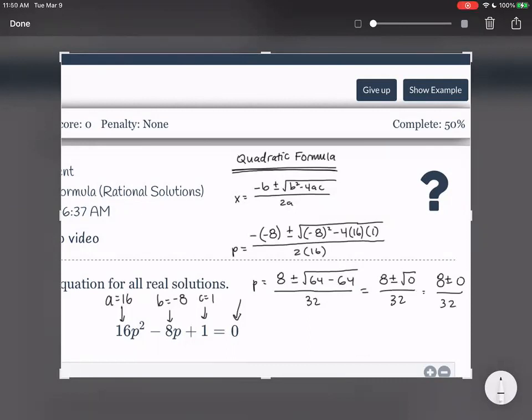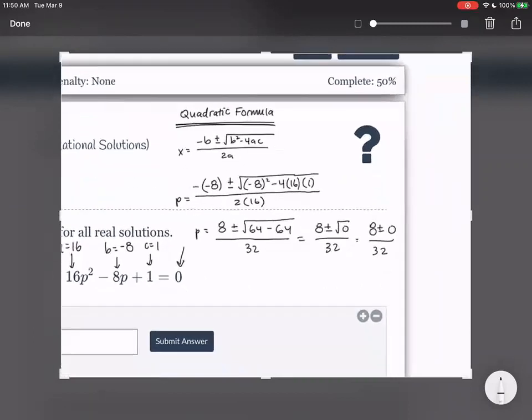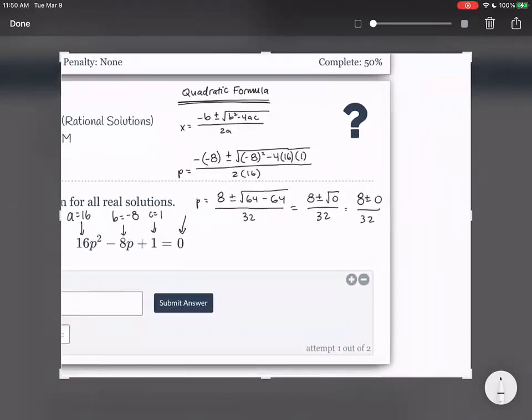So we have 2 answers. Let me scoot out so I can zoom or give myself more space. We're going to have 2 answers. We're going to have 8 plus 0 over 32, and we're going to have 8 minus 0 over 32. So 8 plus 0 over 32 is just going to be 8 over 32, and then 8 minus 0 over 32 is also going to be 8 over 32. So it turns out our 2 answers is actually just the same old answer. So I'm going to just simplify 8 over 32.